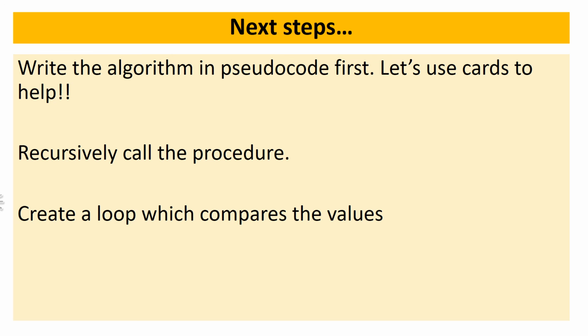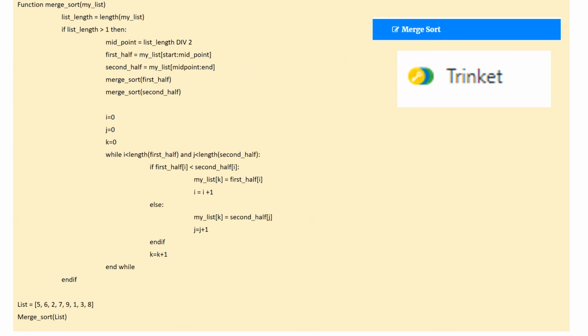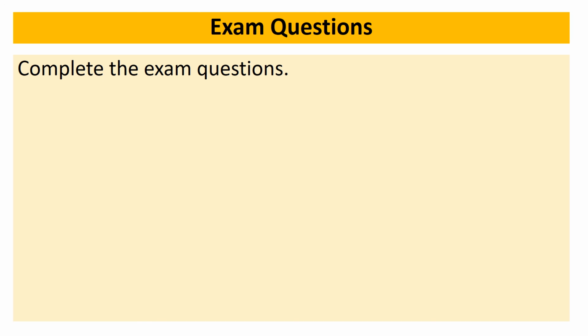I'm then going to recursively call the procedure until I've got individual items. So I'm going to need some kind of check in there to check if the length of the list is larger than 1. We're then going to start creating a loop. It's probably a while loop, which is going to check and compare the values. Here is an example of my pseudocode for the list. You can use this pseudocode to create your own program in Trinket. Now complete the exam questions, mark them and make improvements.